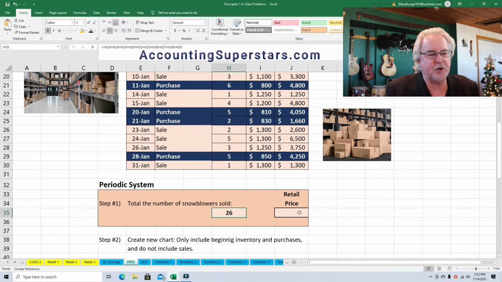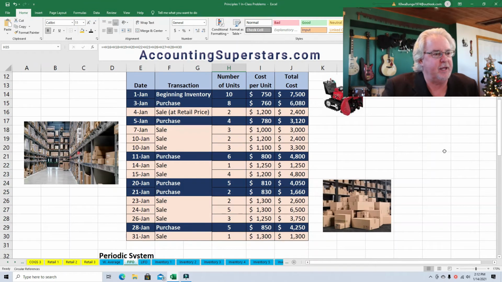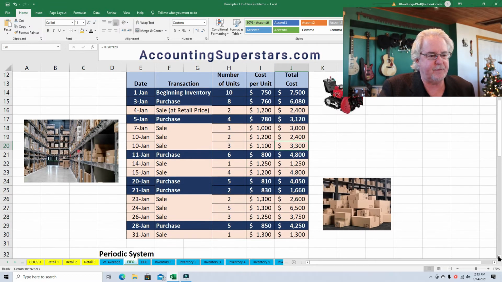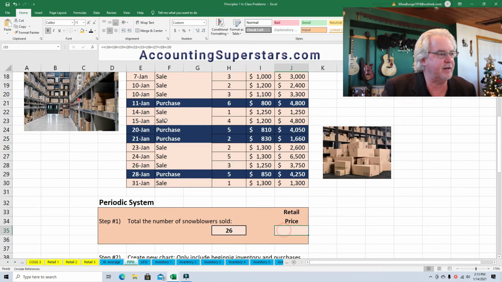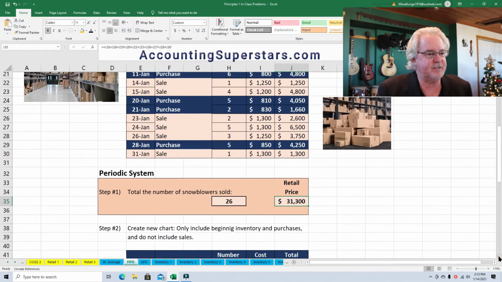Now we need to determine the grand total retail price of all the snowblowers that were sold. So it's the same idea. We go up here to the original chart, and we say, well, on January 4th, he sold $2,400 worth of snowblowers. On January 7th, $3,000 worth of snowblowers, and $2,400 and $3,300. And we add up all the numbers that are in the pink color. We're adding up the sales. And if you do that, you get a grand total of $31,300.